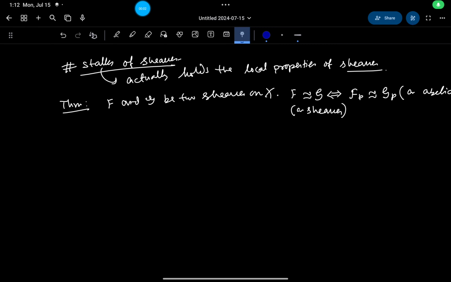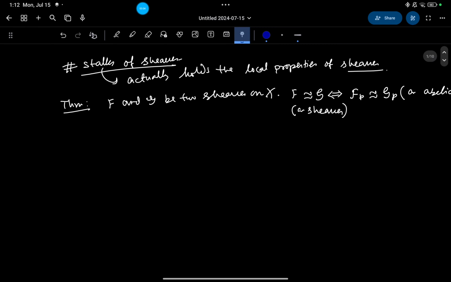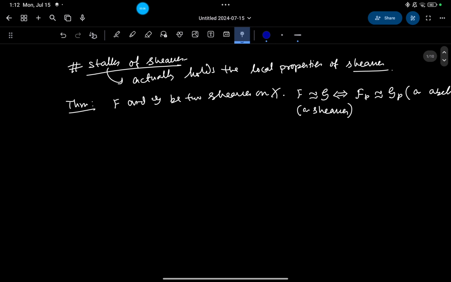Hi, so welcome back. Let's continue with our discussion. In the last session, we defined something called stalks of sheaves. This basically holds the local properties of sheaves. So if you want to study some local properties of a sheaf, it is enough to study those properties in terms of the stalks at every particular point.